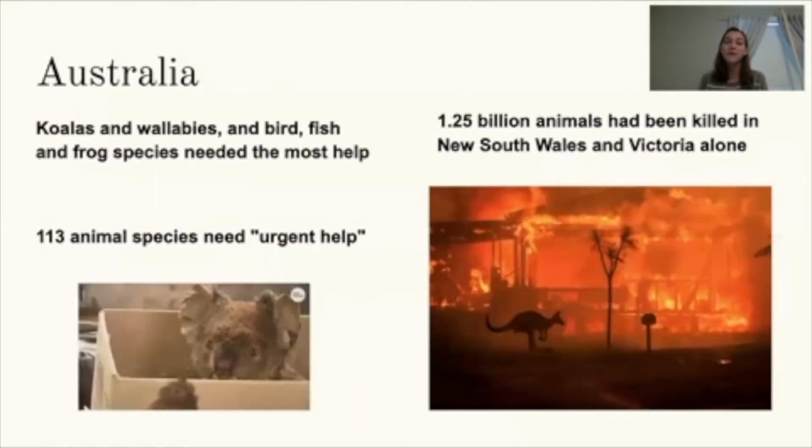In the Australian fires, koalas and wallabies, as well as bird, fish, and frog species, were among those needing the most help. Young and small animals are particularly at risk in any fire. During the peak of crisis in January, scientists had estimated that 1.25 billion animals have been killed in New South Wales and Victoria alone, according to a BBC News article. Also stated in that article, in February, the Australian government identified 113 animal species needing urgent help.